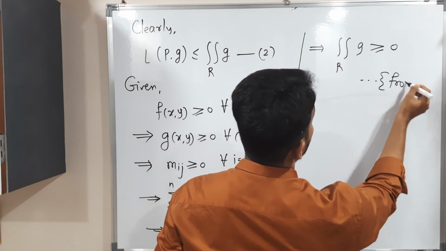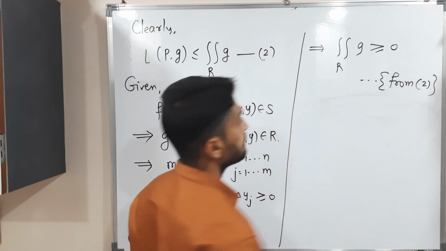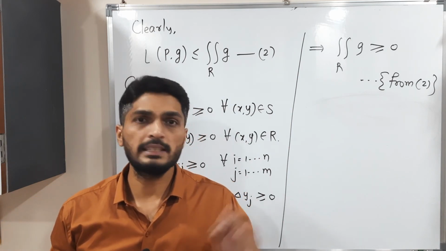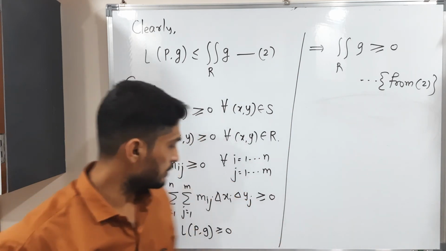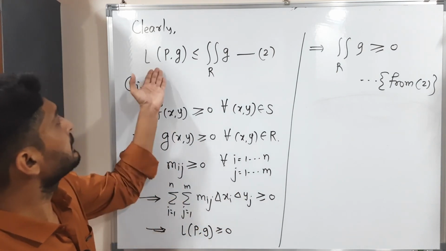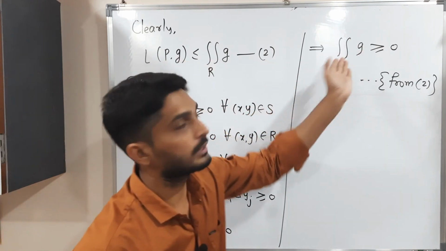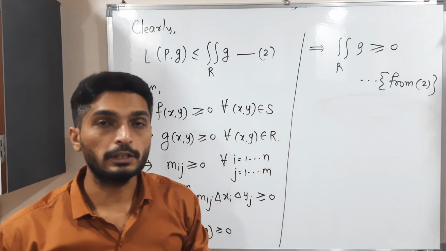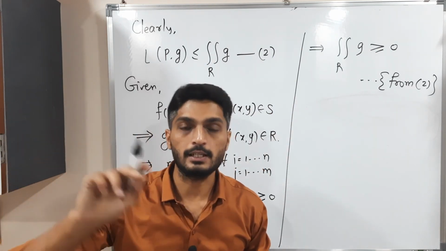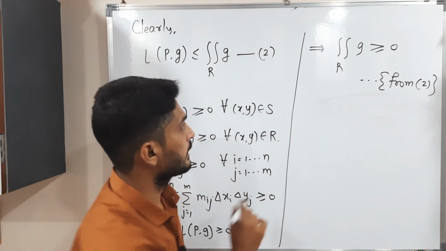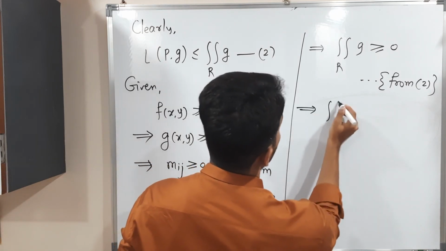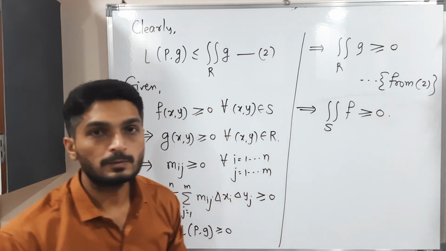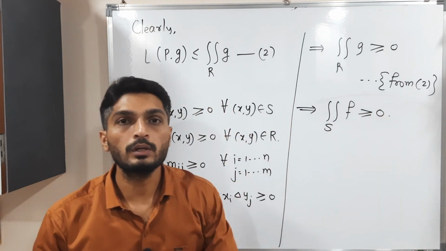From 2. Simple logic I am applying: A less than B, B less than C, so A less than C. So see, 0 less than L(P, g), L(P, g) less than the integral, so therefore 0 less than the integral. Okay. But see, equation number 1 says the integration of f over S is equal to the integration of g over R. So that's why I can write this is nothing but the integration of f over S, which is also greater than or equal to 0. So in this way, we proved the required thing.